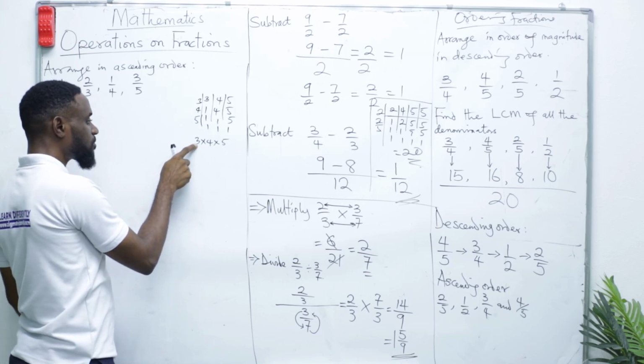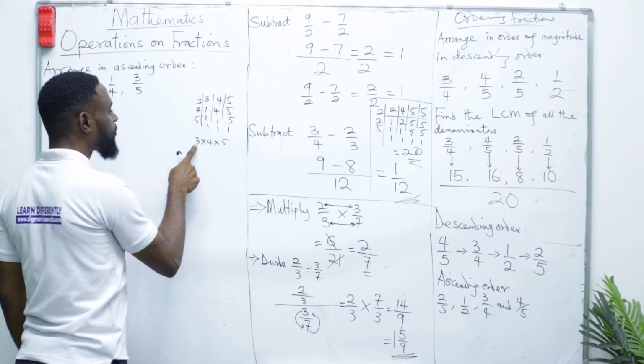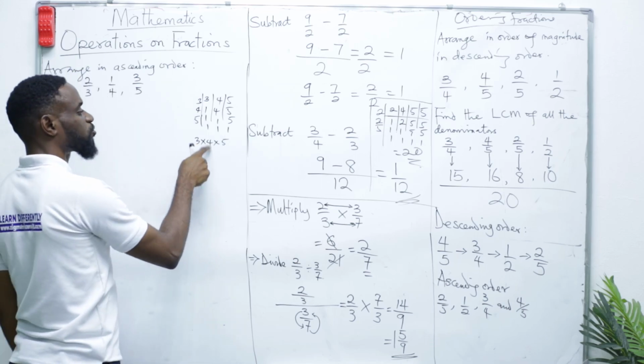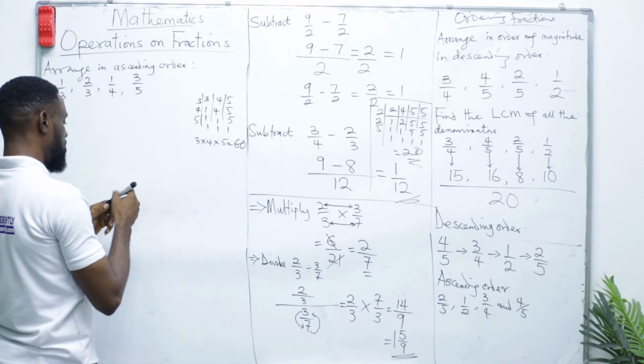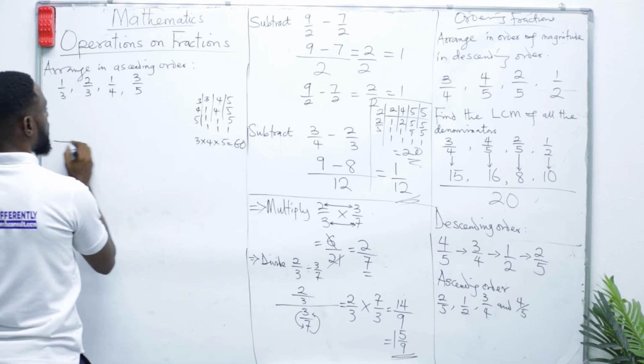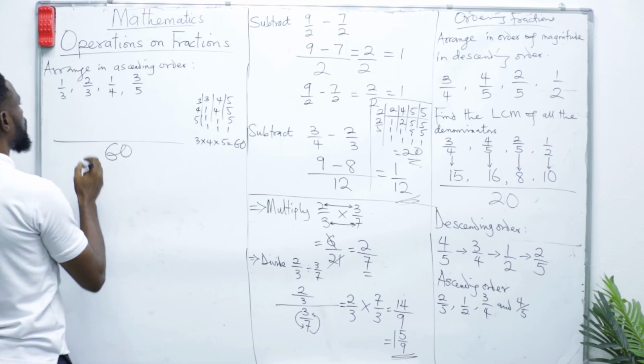So what is it now? 3 times 4 is 12. 12 times 5 is 60. So this is 60. Is that okay? So we'll open up here. Their common LCM is 60. So we do for each of them.